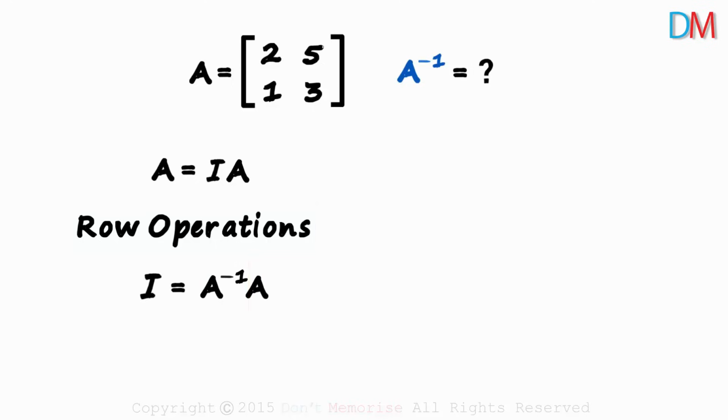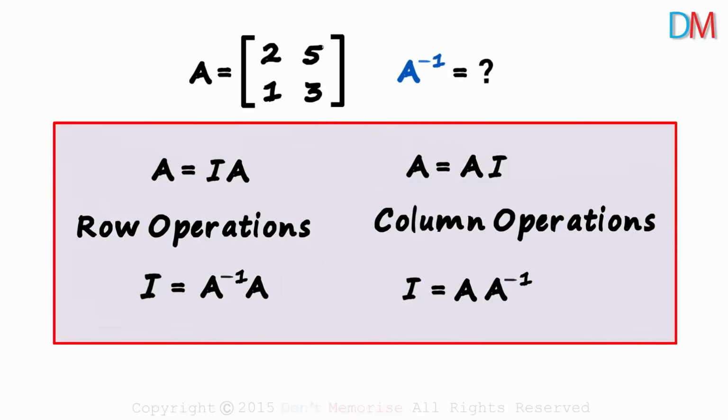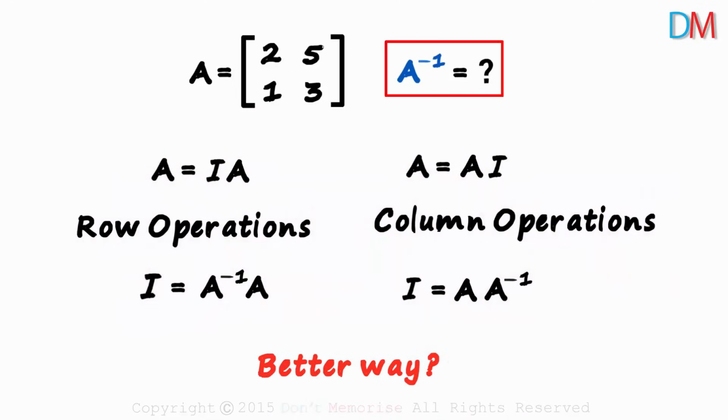Similarly, we get A inverse using column operations like this. A is reduced to I, and this I is reduced to A inverse. Now, if you remember, this technique was very tedious and long. Is there a better and a quicker way to solve for the inverse of a matrix? Yes, there is. Let's look at it on a new page.